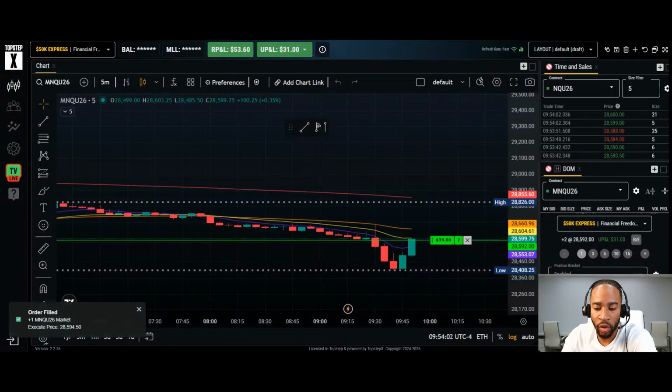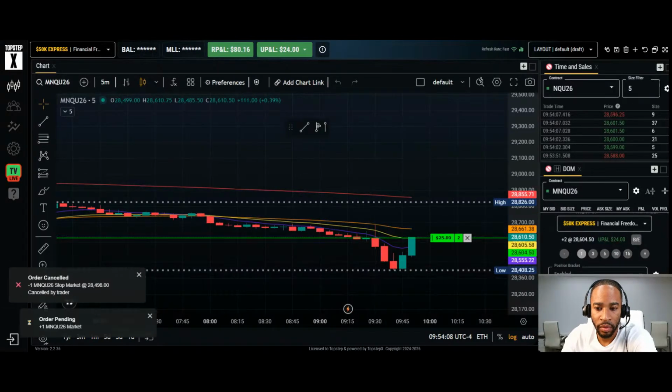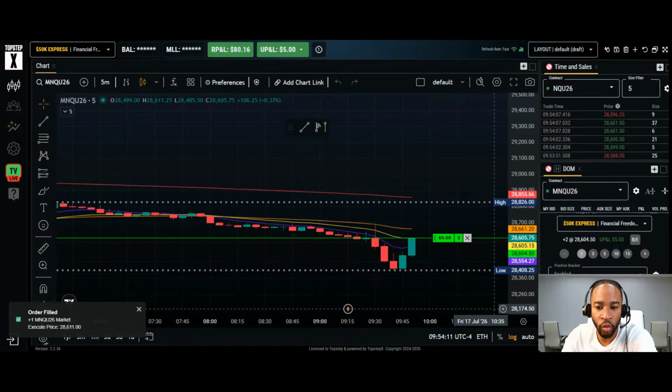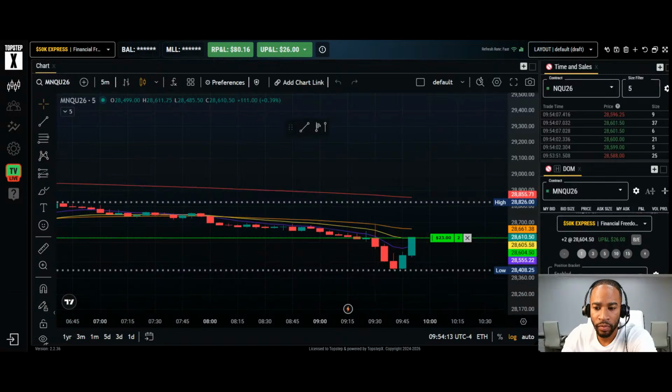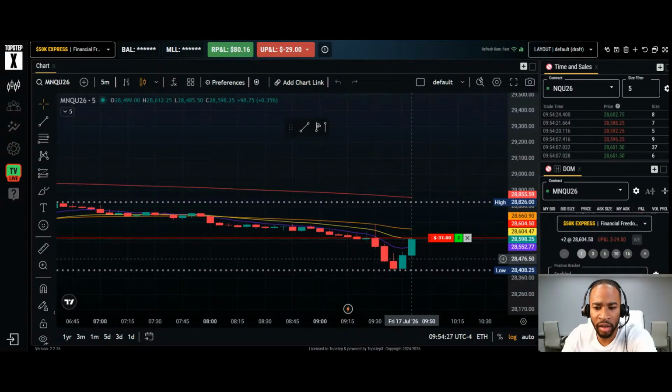All right. Order filled. Let me add one more contract right here, holding 2 contracts. Let me take some profits. Order filled. Get back in right here. Order filled. Holding 2 contracts, long towards the upside. I would like to sell at the 50 EMA, this orange line right here. That's going to be my sell target, family. Good stop loss is right here around $28,485.50. That's a great stop loss for us.